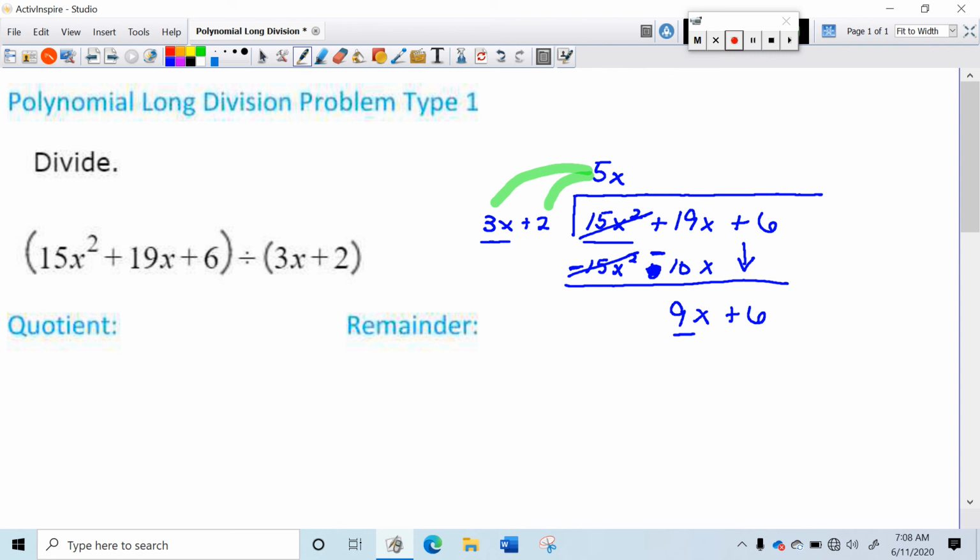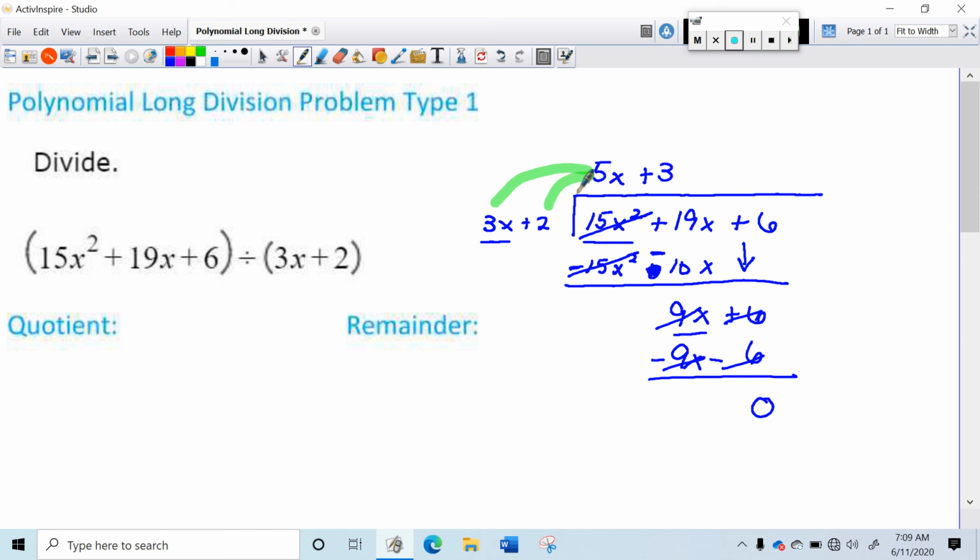Now we want a 9x. We have a 3x. 9 divided by 3 is a positive 3. We want an x, but we already have it. So now you take the 3 times the binomial. 3 times 3x is 9x. 3 times 2 is 6. Change the signs on the bottom. 9 take away 9 is 0. 6 take away 6 is 0. So this came out perfectly.